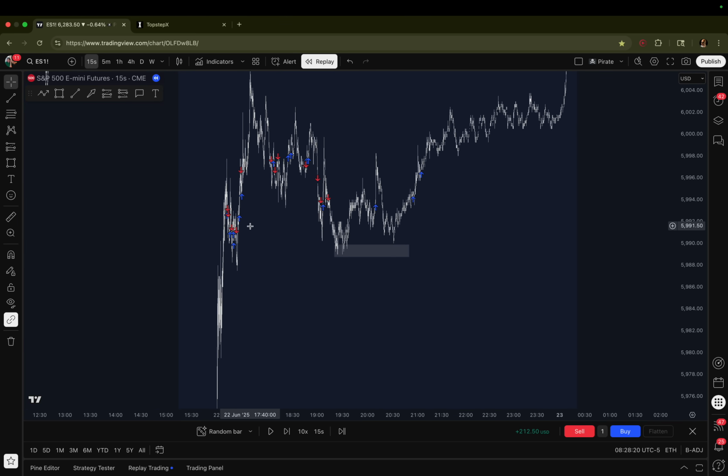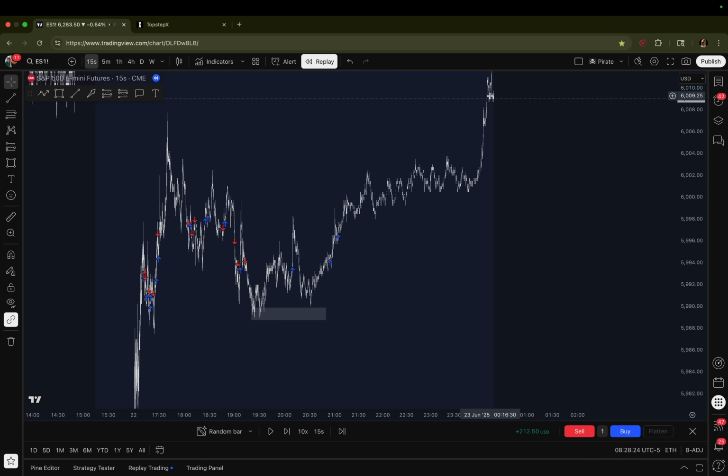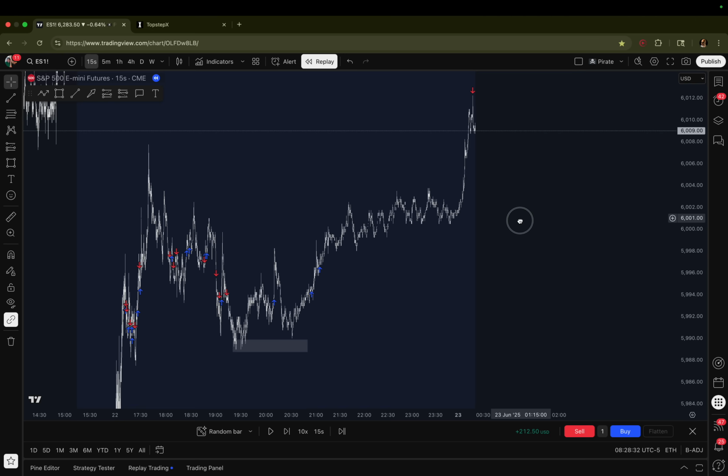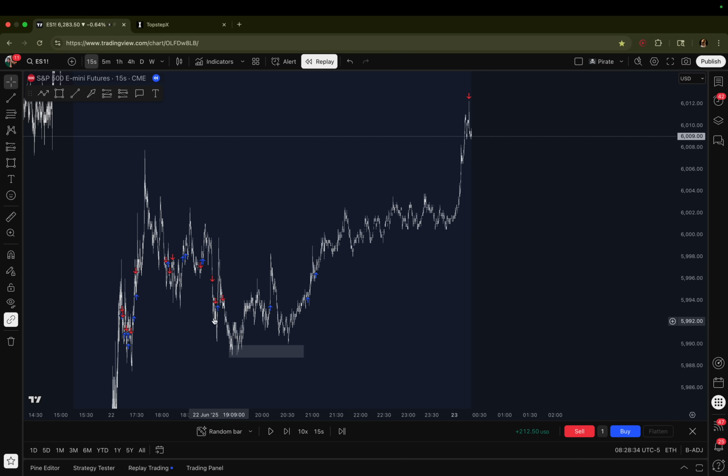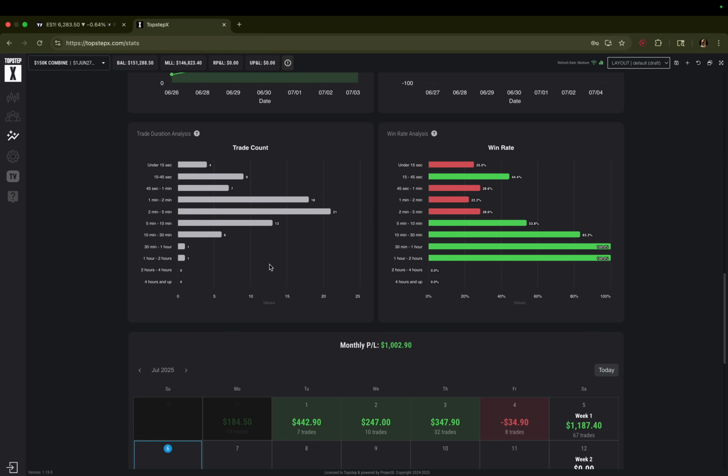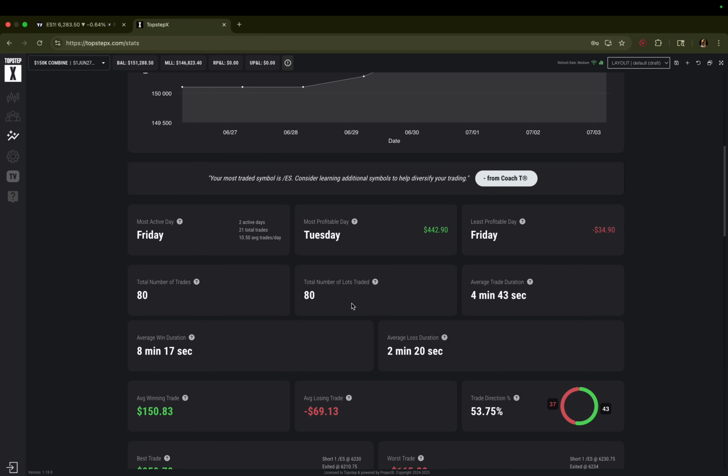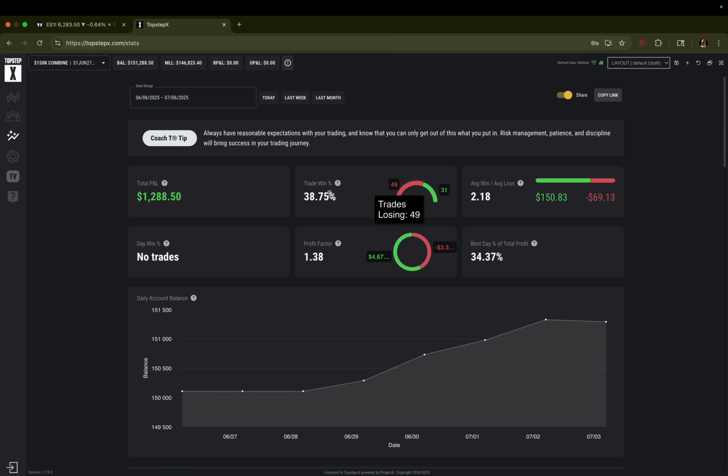So this is the 22nd of June from 17 to the 23rd of June, first thing in the morning, like midnight. This is through just a couple hours of trading, right? And most of them didn't work out, which is the case. Again, if you look at my Top Step win rate here, my win rate's like, I think, 38% as of this video right now. Average win is about double my average loss.